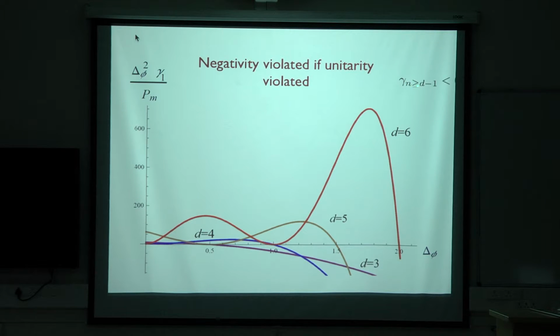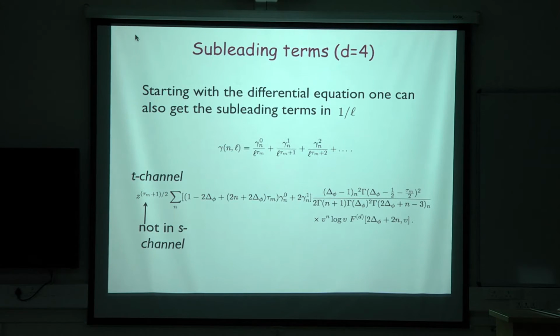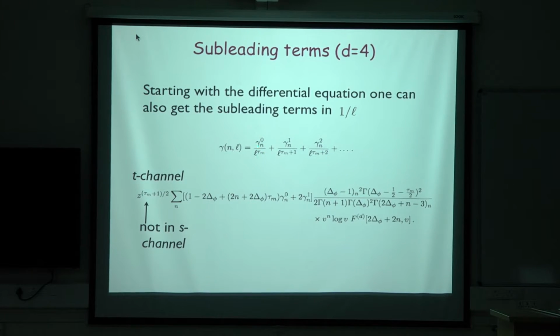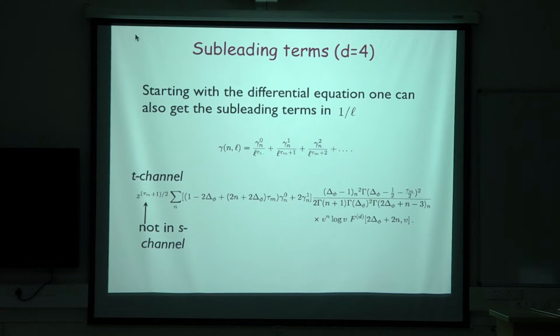So if n is less than d minus 1, then this anomalous dimension can change sign if you are below the unitarity bound, but it is negative otherwise. But you can do better than this. You can actually calculate the subleading terms. I was talking only about the leading term in the anomalous dimension. So the leading term went like 1 over L to the power the twist, minimal twist. You can calculate the subleading term in the exchange as well.